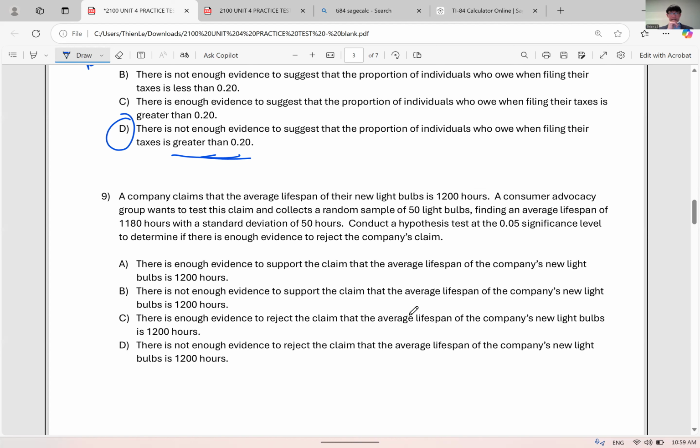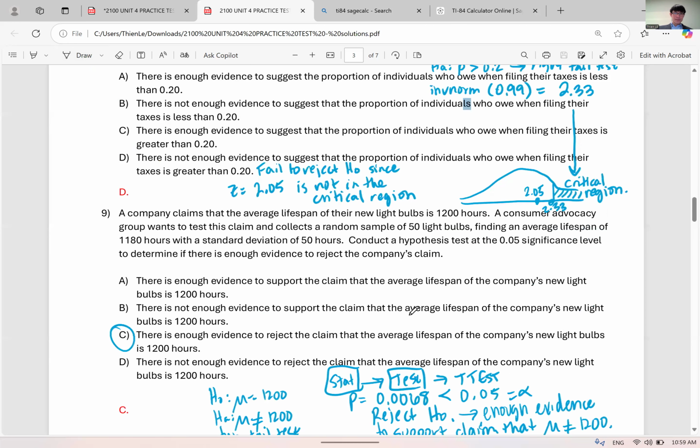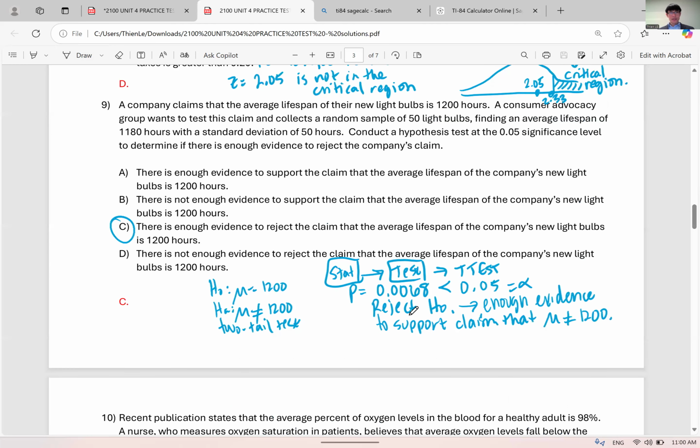So in this case, let's see. The company claims this, okay? They want to test the claim. So let's see what the alternative should be here. The alternative is unclear to me. Yeah, this is how the problem is stated. Let's see what the solution suggests here. Mu is different, okay? So the test is for different. So basically, they go against the company claim.